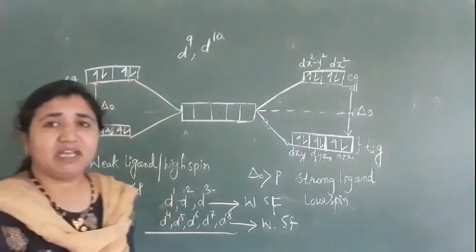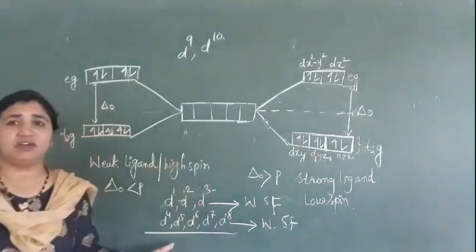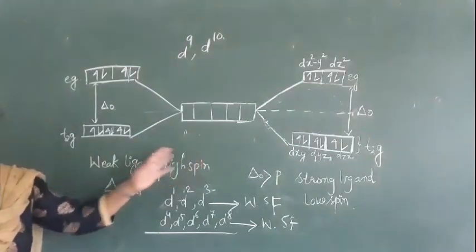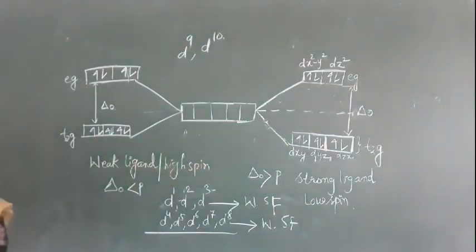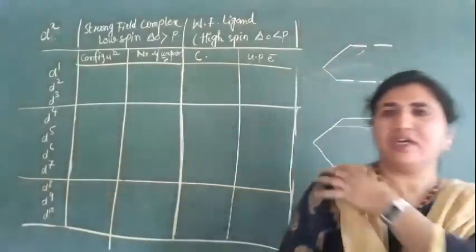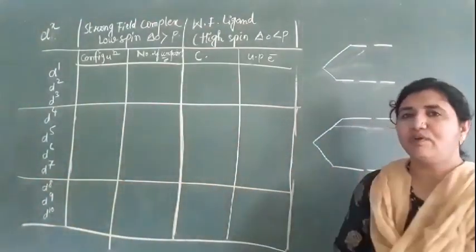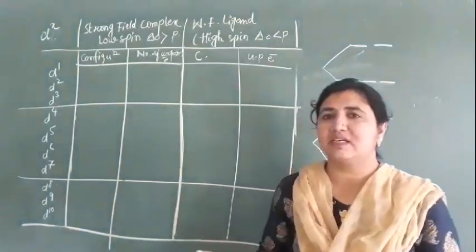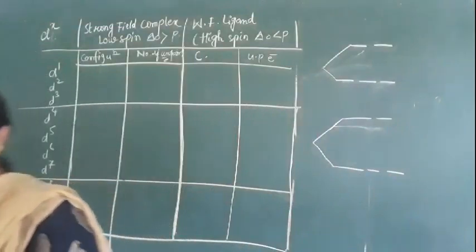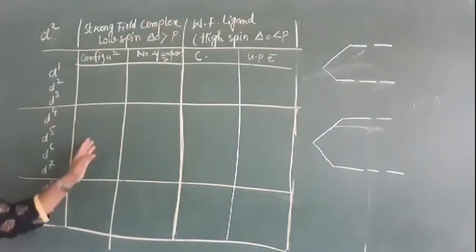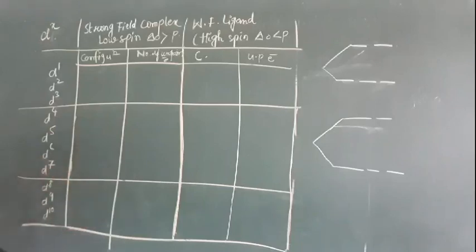Okay, so we will make one chart for this filling of electrons, showing how electrons are filled in strong field and weak field ligand. So how can we write the electronic configuration for strong field and weak field? That is very important in competitive exams. They will ask you to write the electronic configuration for D1, D2, D3, D4, D5 like this. So you should be perfect in writing the electronic configuration according to crystal field theory.